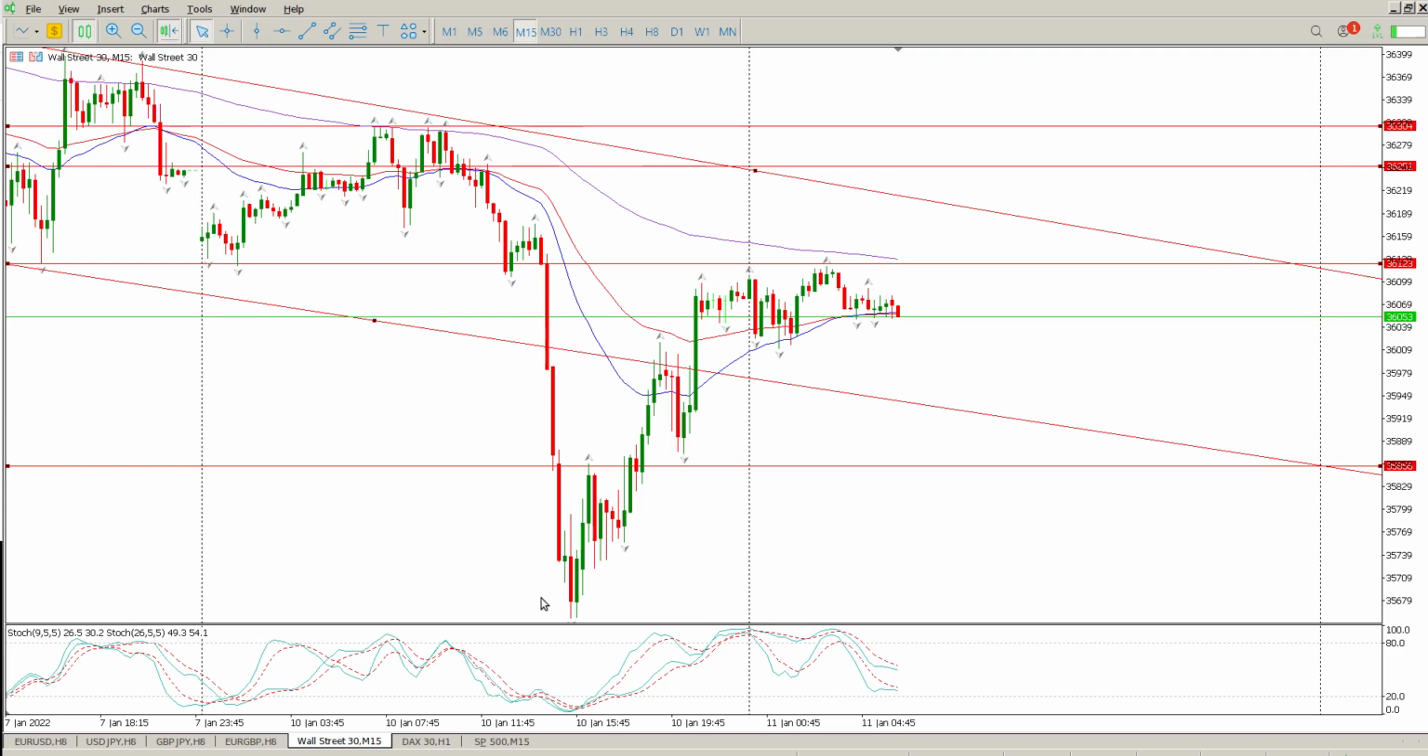For me, the S&P 500 is offering a little bit of a better setup, as well as the DAX, to be honest, than the Dow Jones. So I think I'll leave the Dow Jones alone today. We'll watch the other two.